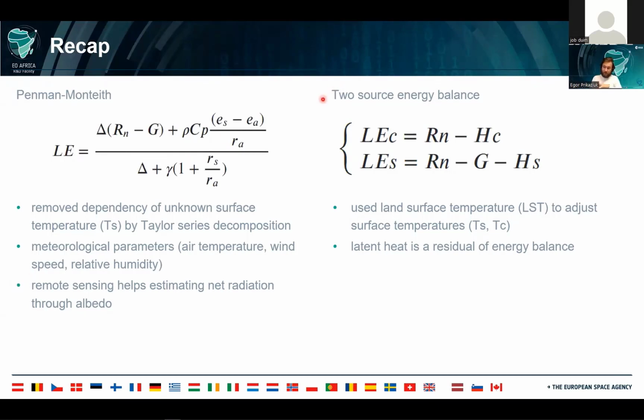Another approach, the two-source energy balance approach, calculates transpiration and evaporation as a residual of energy balance. But the basics of it, which is not written here, unfortunately, is observation of land surface temperature.